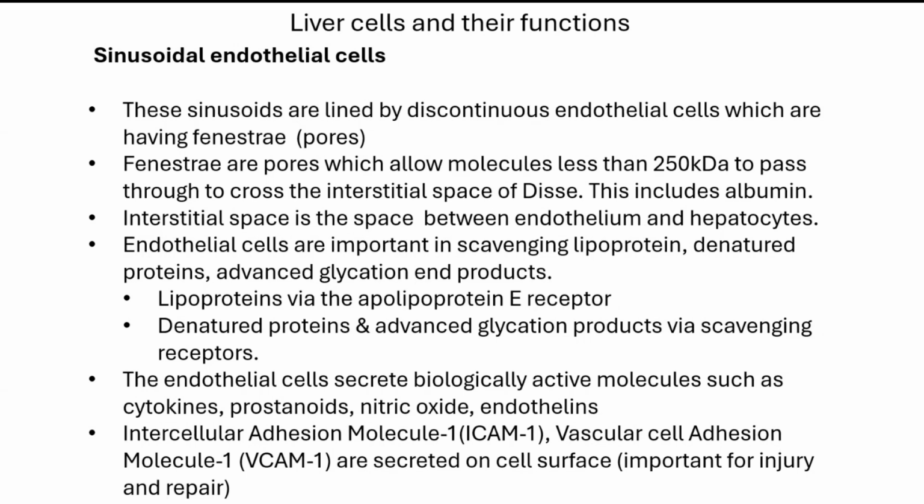Endothelial cells are important in scavenging lipoproteins, denatured proteins, and advanced glycation end products. Lipoproteins are scavenged via the apolipoprotein E receptor, and denatured proteins and advanced glycation products via scavenging receptors. The endothelial cells secrete biologically active molecules such as cytokines, prostanoids, nitric oxide, and endothelins. Intercellular adhesion molecule ICAM1 and vascular cell adhesion molecule VCAM1 are expressed on the cell surface. They are important for injury and repair.